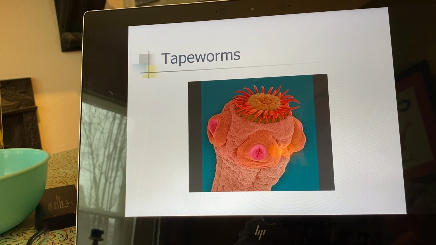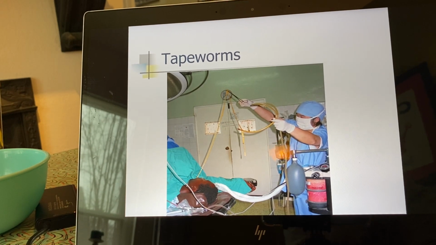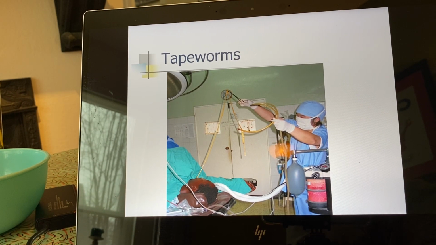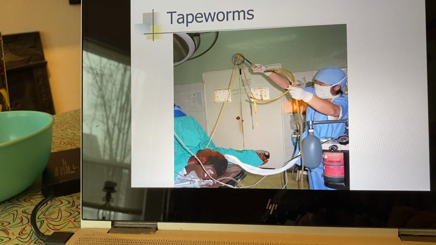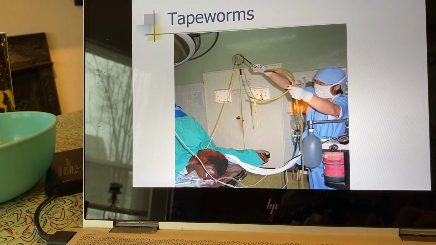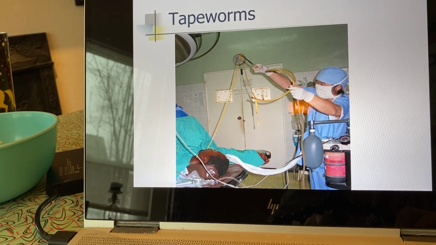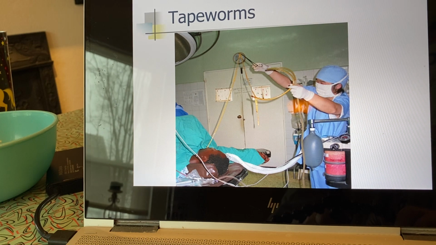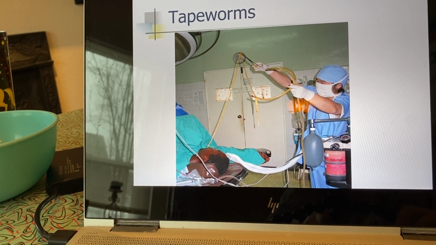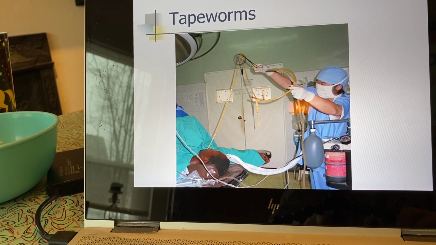Okay, so this is a pretty dramatic photo, and what you see here is a patient who's having a very substantial, long tapeworm removed from him orally. So we'd like to think that you can just take some medicine and then you poop out the tapeworm and you never have to look at it. Unfortunately, that's not the case.